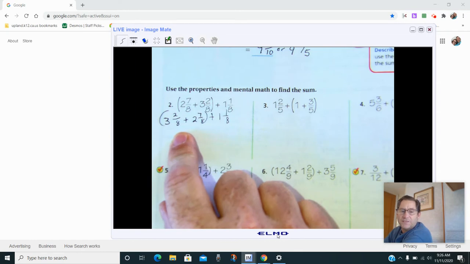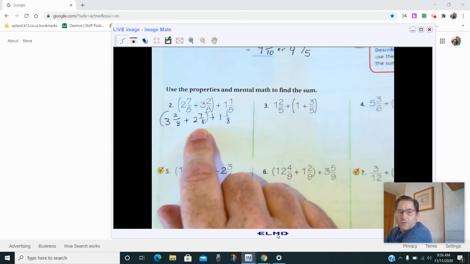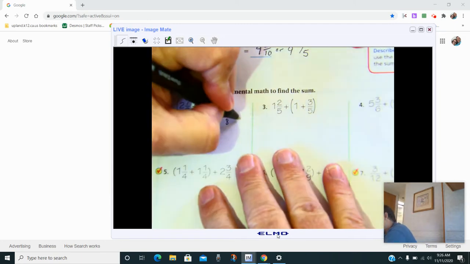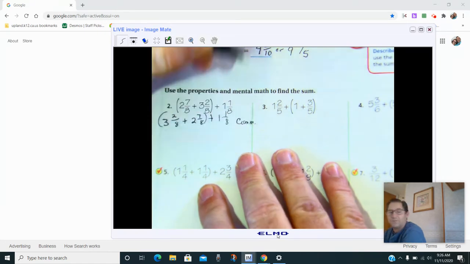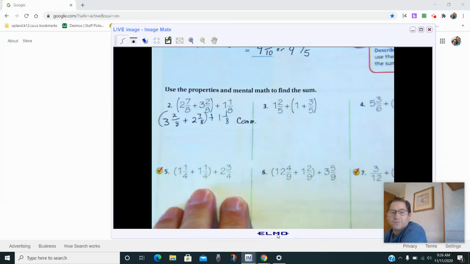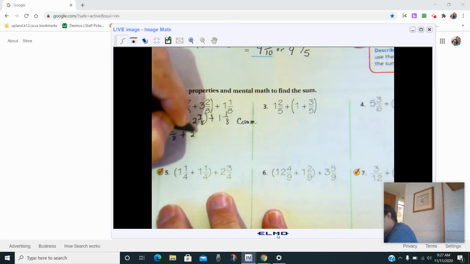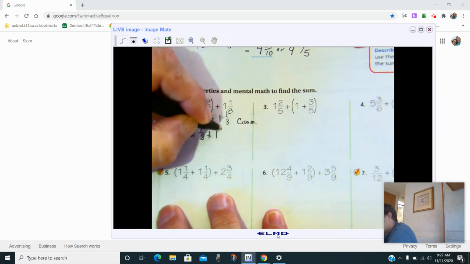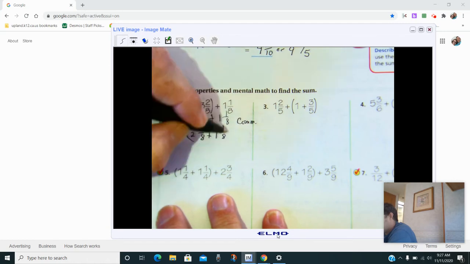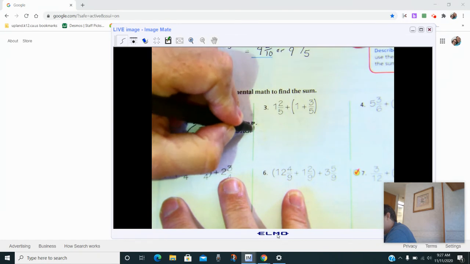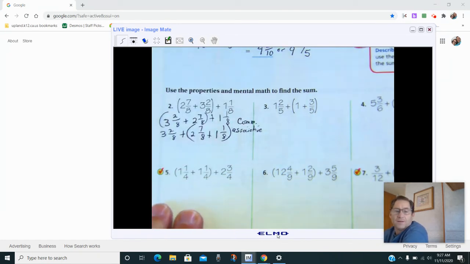So why am I switching the order? Because I want to regroup and put 2 7/8 with 1 1/8. So I'm using the commutative property. I'm going to abbreviate it as COMM. And now I'm going to regroup. I'm going to put 3 2/8 on the outside, and I'm going to group 2 7/8 with 1 1/8. So that's the associative property.